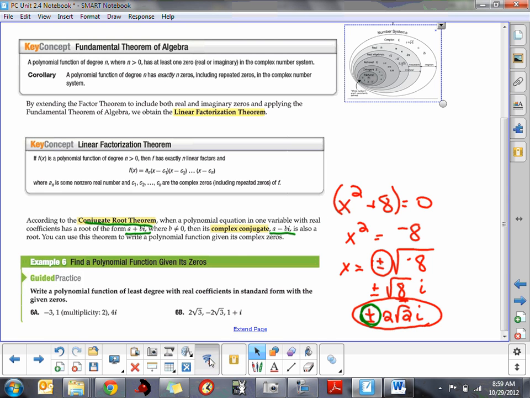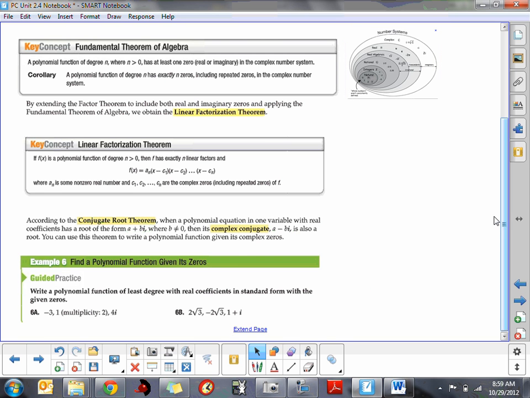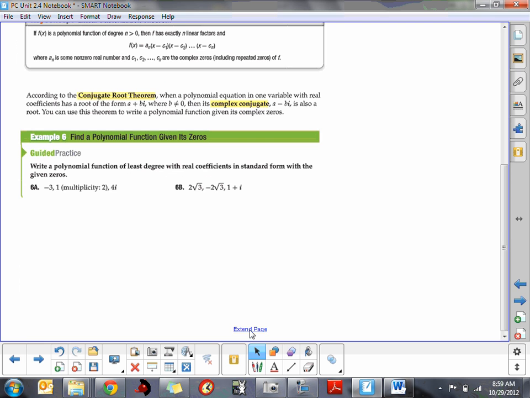So here's our first set of examples. They asked us to create a polynomial function. We're going to write a polynomial function of least degree with real coefficients in standard form with the given zeros. So they're going to tell us what the zeros are. They tell us negative 3, a positive 1, but that has a multiplicity of 2, so we have to count that twice. And it has 1 complex root.